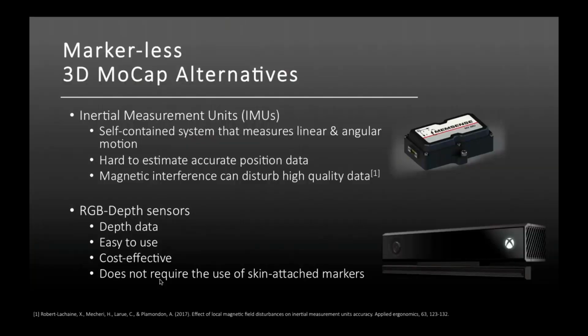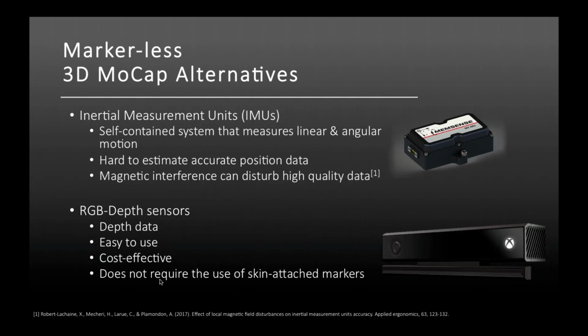On the other hand, recently there's a trend toward what are called markerless motion capture systems or alternatives, where you basically eliminate the need for markers and cameras. One of those options is IMUs, if you're familiar with inertial measurement units. Those are self-contained systems that measure linear and angular motions, yet they have a limitation where they can be affected by magnetic fields in the surroundings, where equipment or something else can disturb the quality of the data collected.